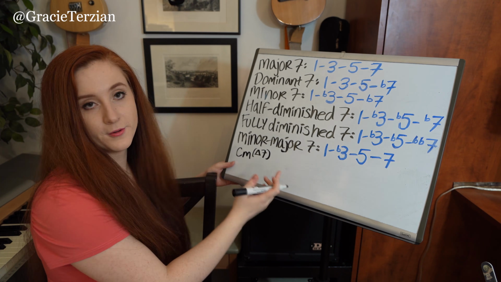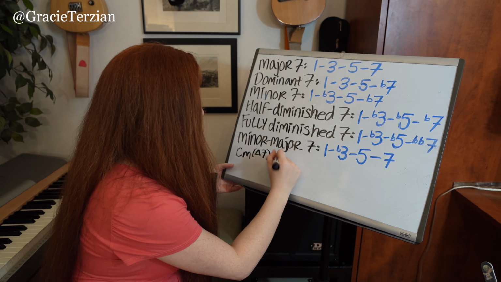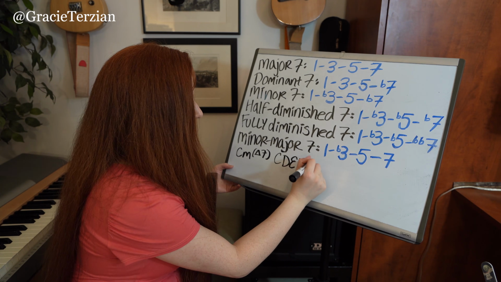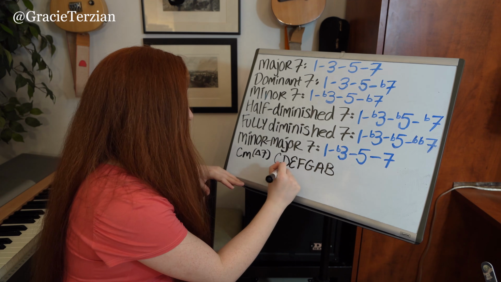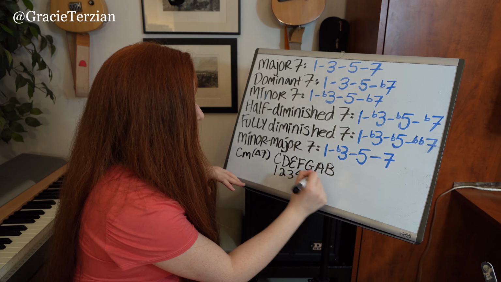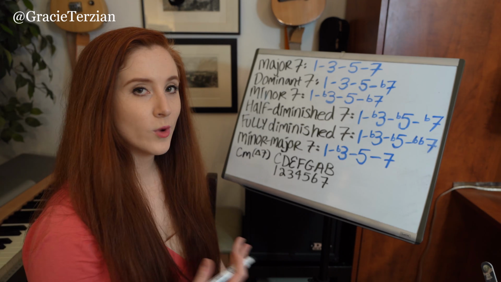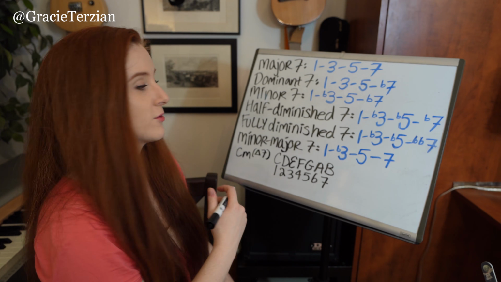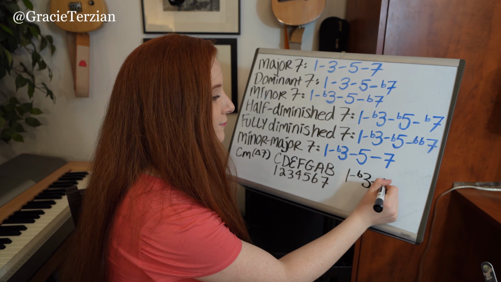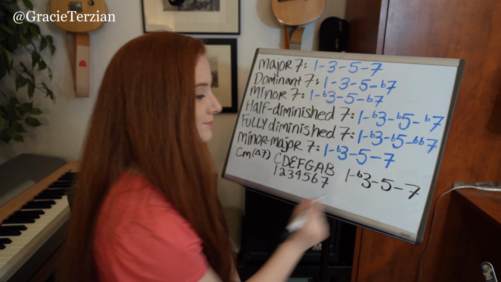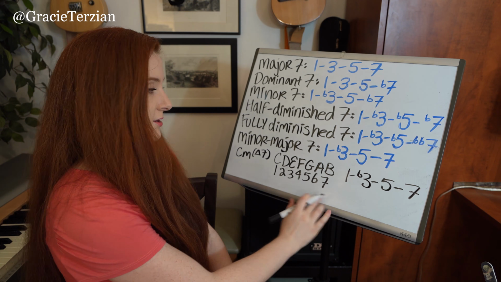So first, what's the root? The root is C, right? So we're going to write out our C major scale: C, D, E, F, G, A, and B, right? And I'm going to number it 1, 2, 3, 4, 5, 6, and 7. Now, what is the formula for a minor major 7 chord? It is 1, flat 3, 5, and 7, okay? So let's plug the notes into the formula.